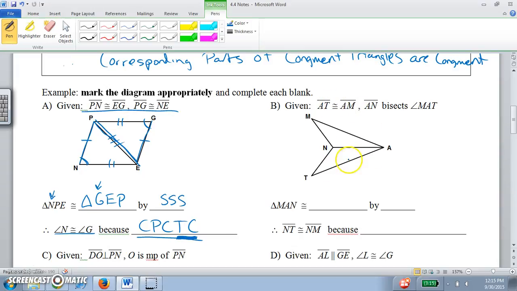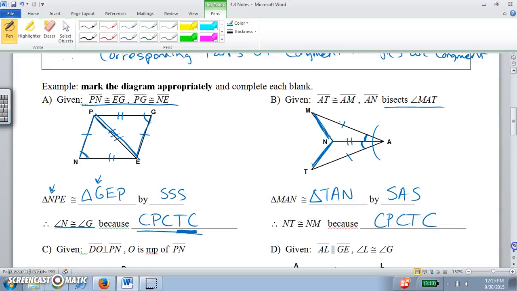Here, we've got AT congruent to AM, and AN bisects angle MAT, which is this whole angle right here. Since this angle is being bisected, this angle is congruent to this angle; it cuts it into 2 equal pieces. We also have a reflexive side here. So triangle MAN matches up with triangle TAN. These are congruent by side, angle, side, because we've got 2 tick marks and the rainbow in between the 2 tick marks. Therefore, I can now say NT is congruent to NM because we've shown the triangles are congruent, so corresponding parts of congruent triangles are congruent. CPCTC.